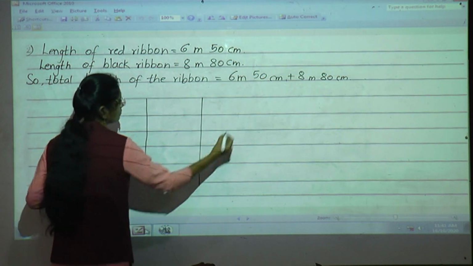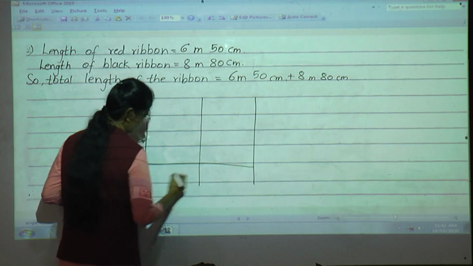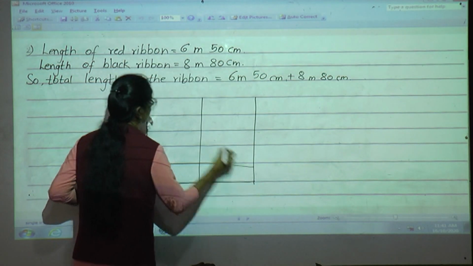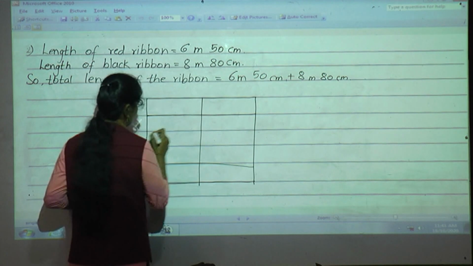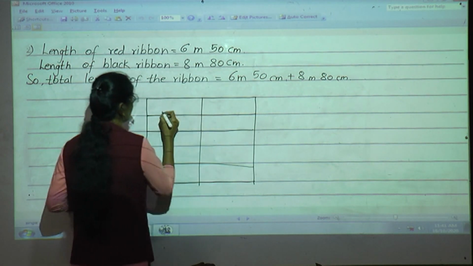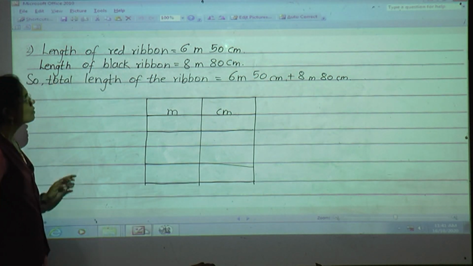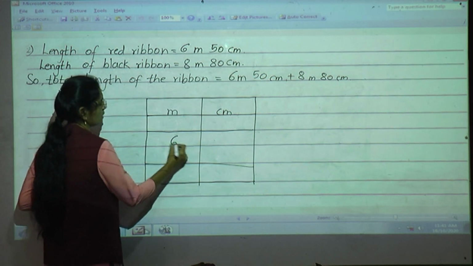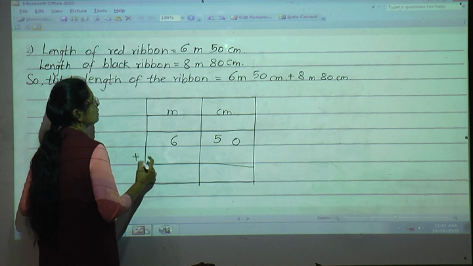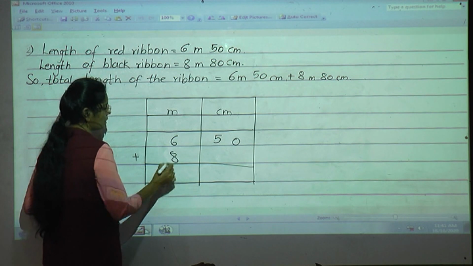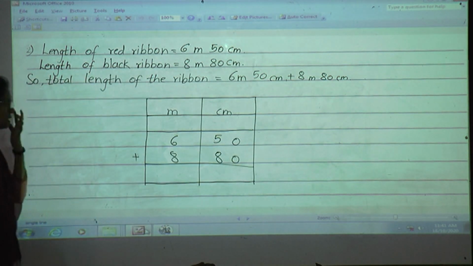Make 2 columns. One is for meter and other is for centimeter. Leave one line for the carry. This is meter, this is centimeter. Now write down the first length, 6 meter 50 centimeter plus what was the length of other ribbon? 8 meter 80 centimeter. Now very simple, do the addition.